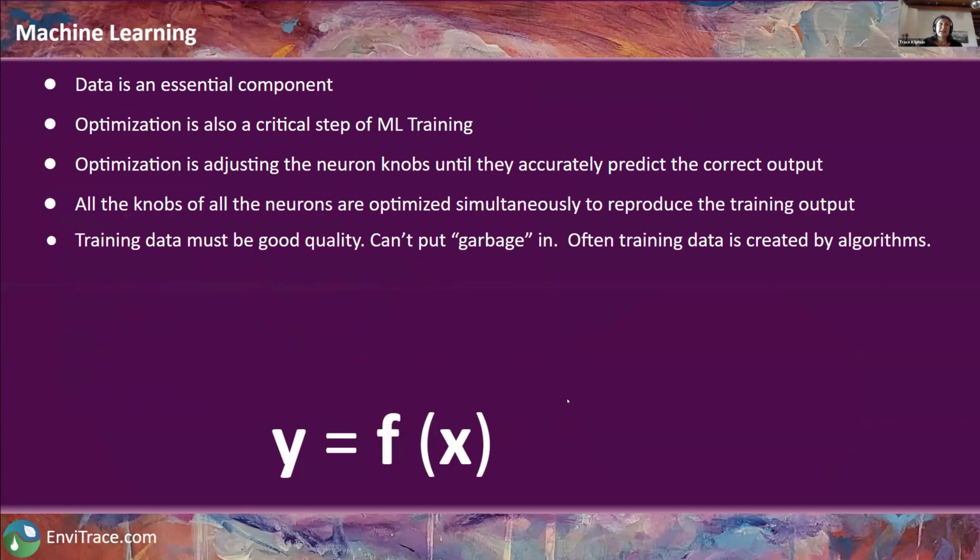So machine learning data is an essential component. In fact, you can't put garbage in, it won't work. You have to have really good, clean data. And sometimes that data is even created by algorithms because you're using it to train. Optimization is also a critical step of machine learning. Optimization is adjusting the neural knobs until they accurately predict the correct output. All the knobs on the neurons are optimized simultaneously to reproduce the training output.